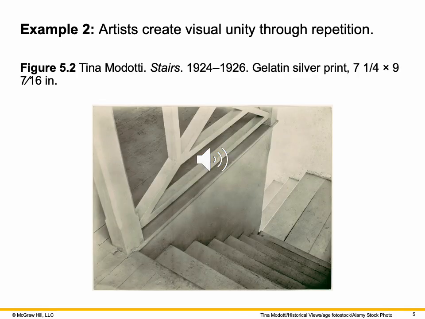The unity of Tina Modotti's photograph, Stairs, is easy to see. Rectangles and triangles abound. Each step, railing, and plank of wood is a rectangle. Each corner and intersection of the two stairs or planks forms a triangular shape. The repetition of these shapes unifies the composition. The monochromatic array of gray values ties the work together as well.